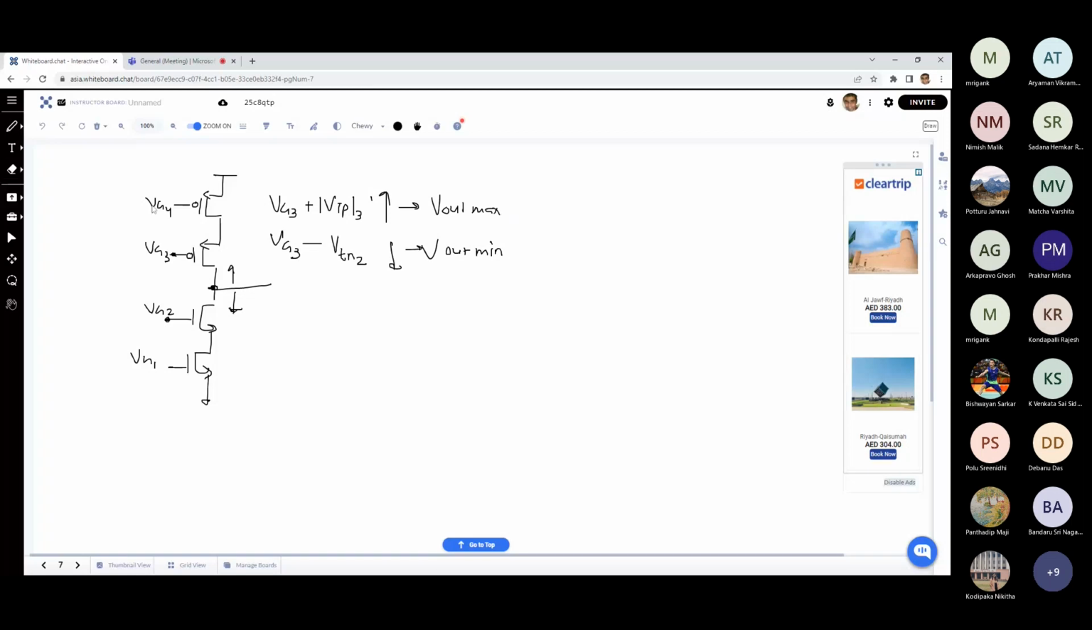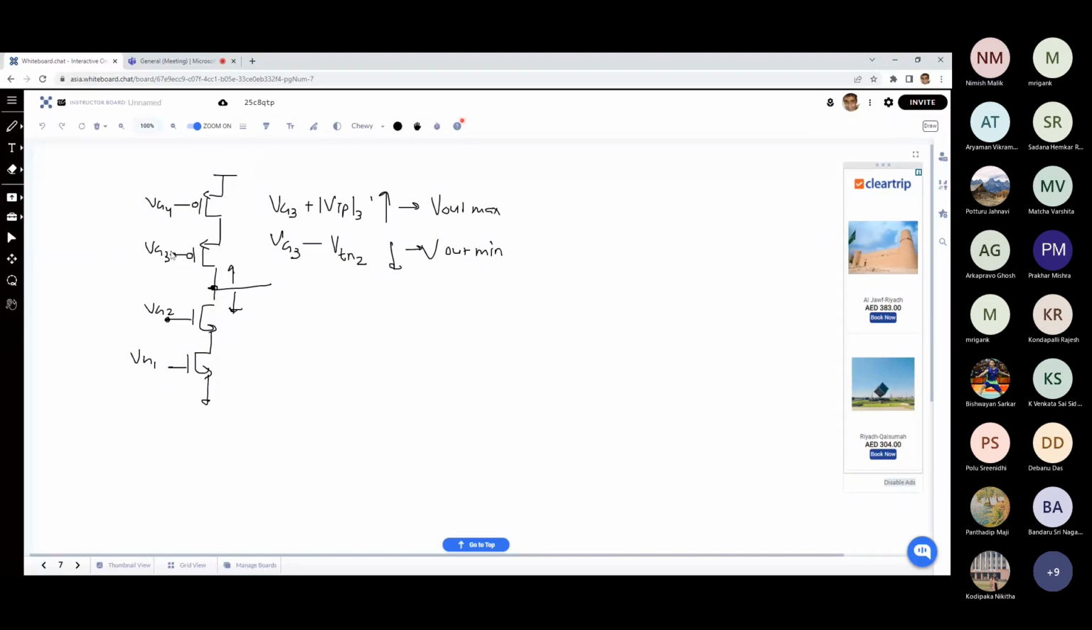So what will it depend upon? For example, V out max, for that we have VG3. So how will I increase this? So it'll depend on VG4. It'll be VG4 plus VT. That will be the maximum you can go.